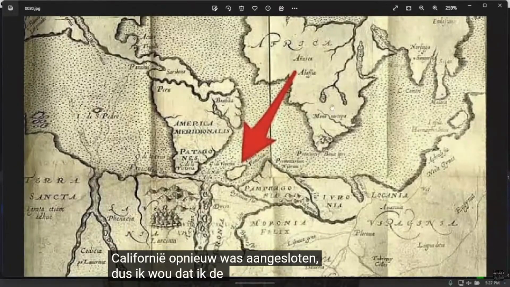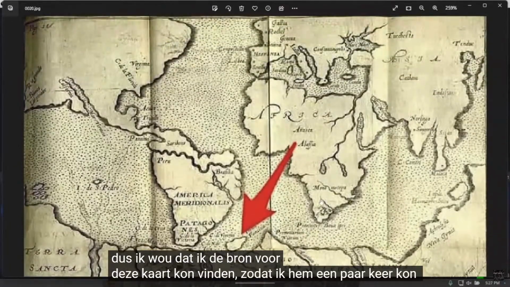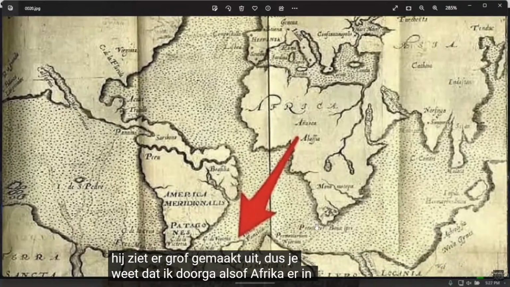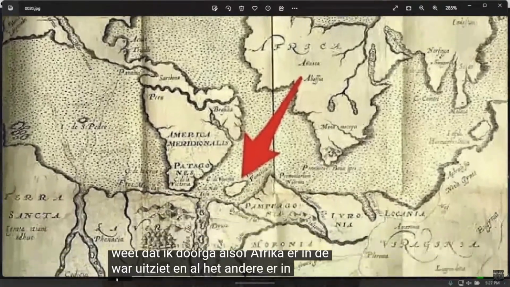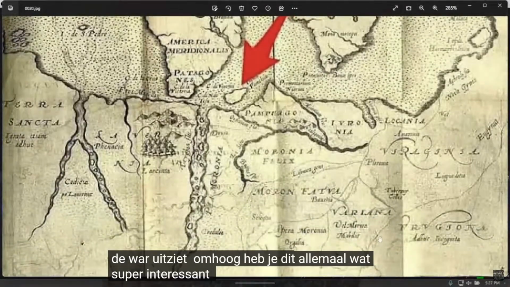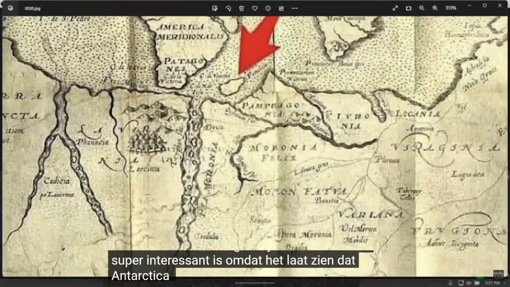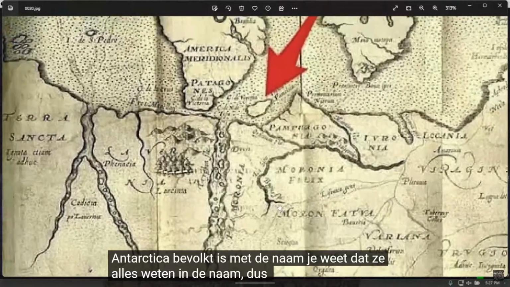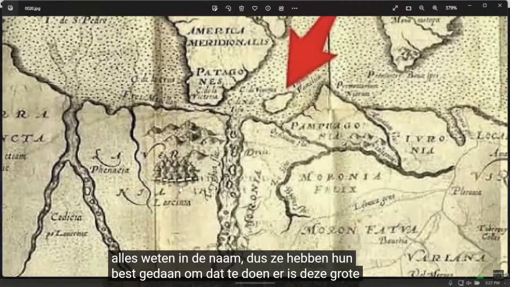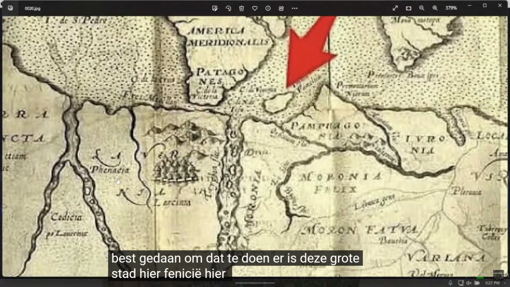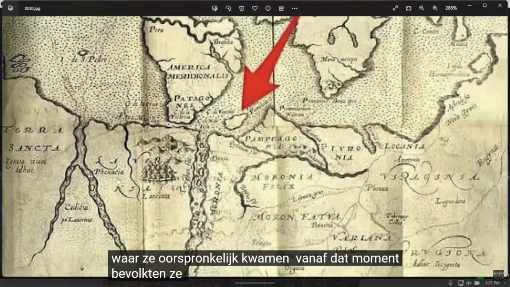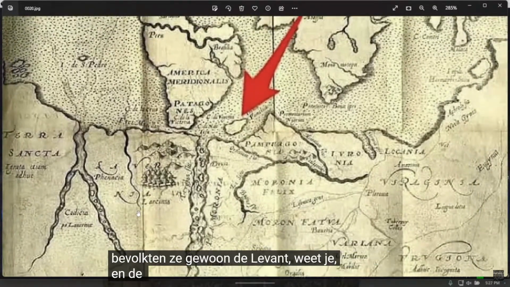So I wish I could find the source for this map so I could verify it a couple of times. It looks crudely made. Africa looks messed up and everything else looks messed up. But you've got all of this, which is super interesting because it shows Antarctica populated, named. They know all of the names, so they've gone to the effort to do that. There's this large city here, Phoenicia here. Maybe that's where they originally came from, and then they just populated the Levant, and the mysterious sea peoples turned up from somewhere.